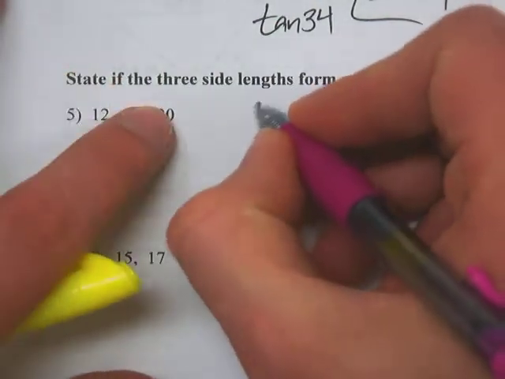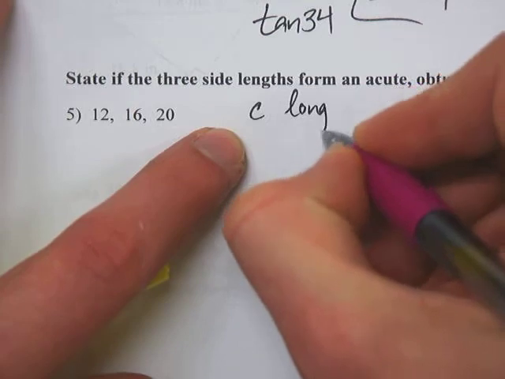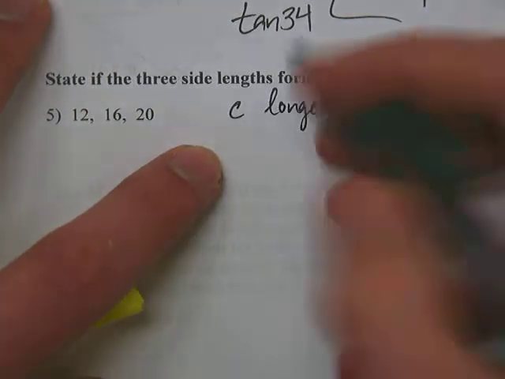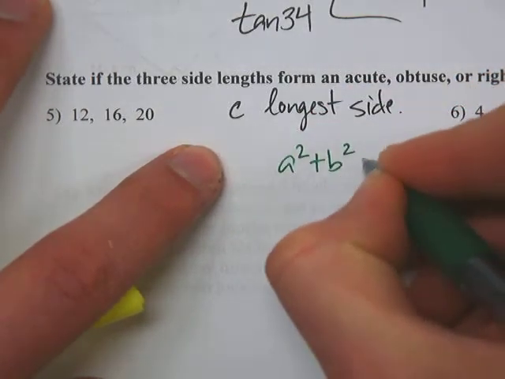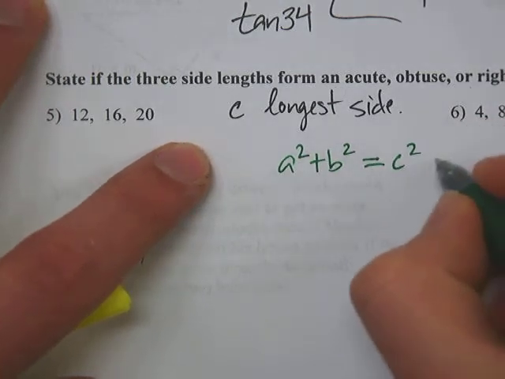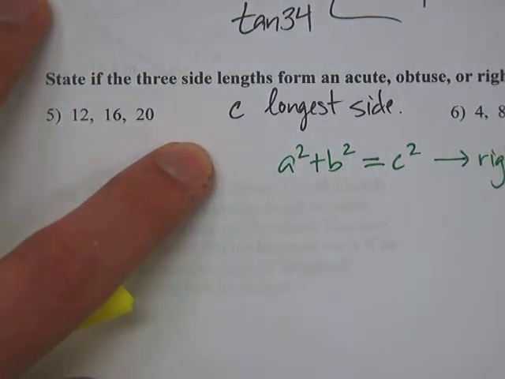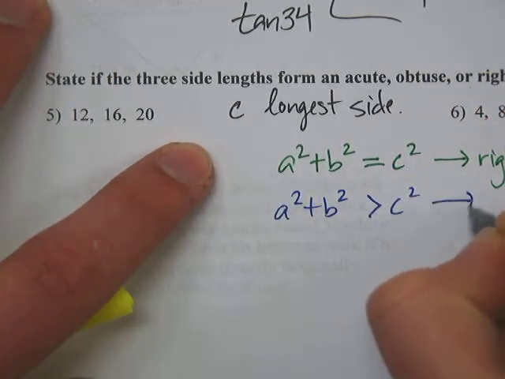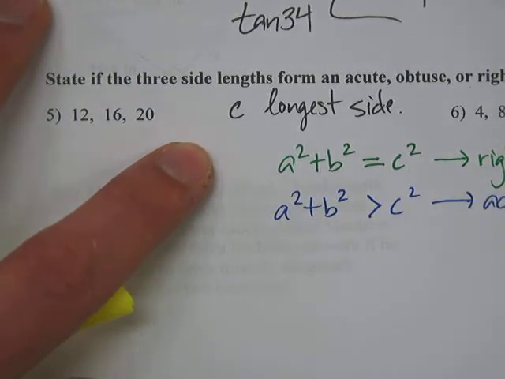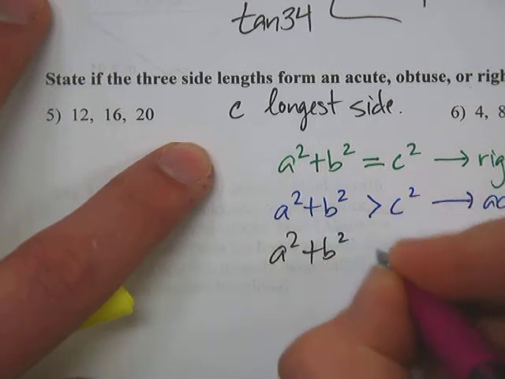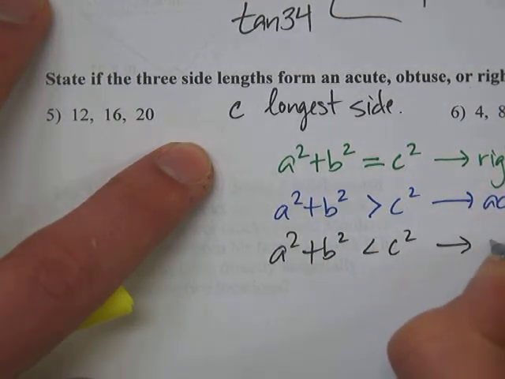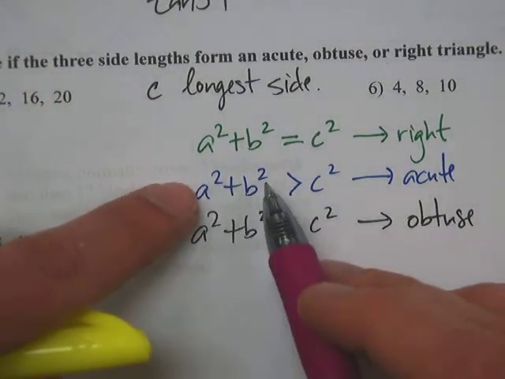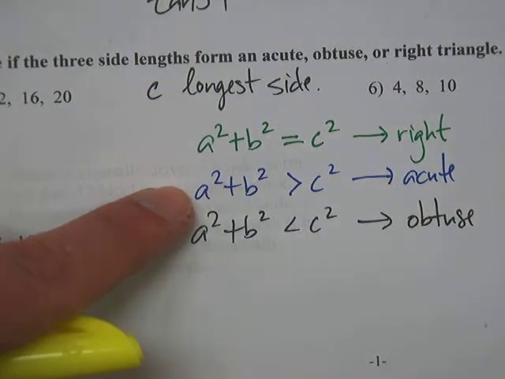Okay, 5, 6, and 7. If I'm given 3 sides, we're going to call C our longest side. Remember, this was in your notes. A squared plus B squared equals C squared tells me it's a right triangle. If A squared plus B squared is greater than C squared, it's acute. If A squared plus B squared is less than C squared, it's obtuse.